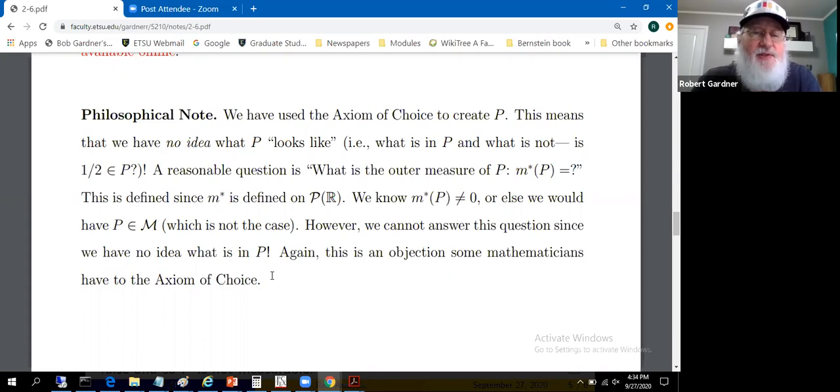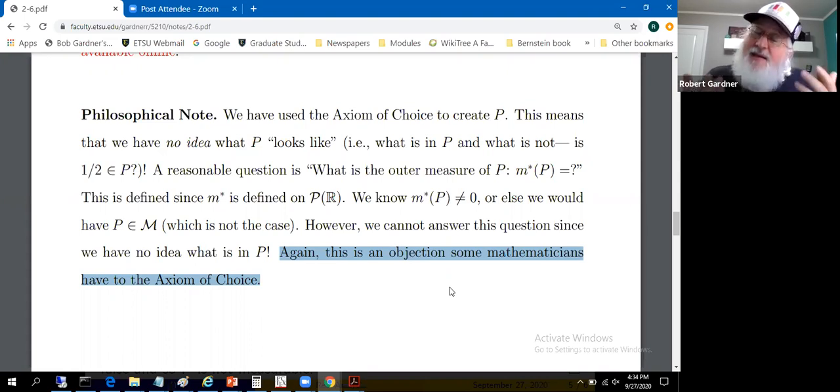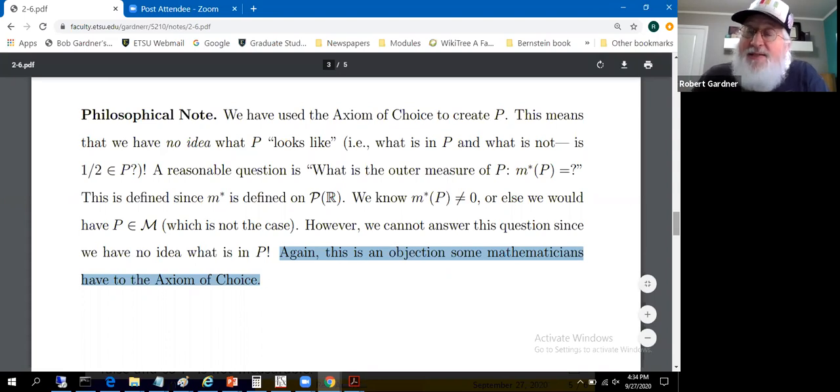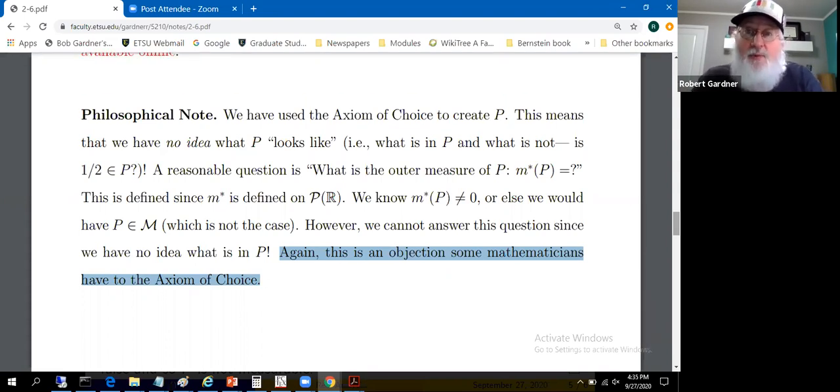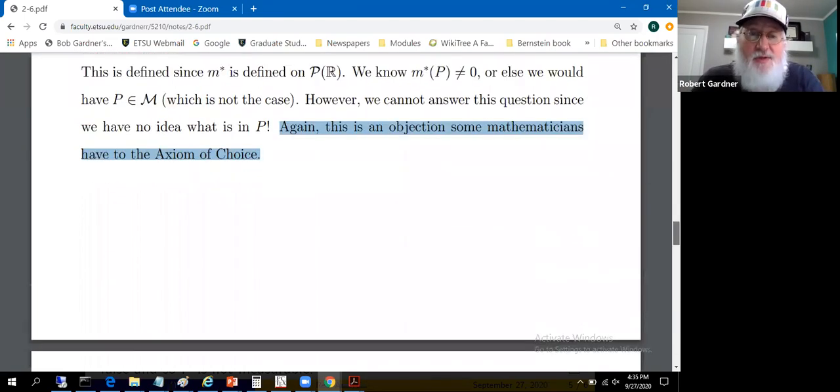This is another reason you get some objections from the mathematical community for using the axiom of choice. It guaranteed the existence of this thing. It didn't tell us in a realistically constructive way how this set P was created. It merely guarantees its existence. And that left it with a pretty nebulous set of properties.